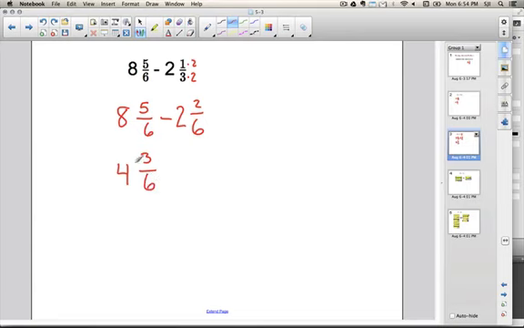Now we have to look at this and figure out, is it in simplest form? No, it's not. What can go into both 3 and 6? Well, 3 can go into both of them. So that means in simplest form, 3 goes into 3 once, and 3 goes into 6 twice. So our answer is 4 1/2. So we changed the second fraction so that it had the common denominator of 6, and then we subtracted the whole numbers from each other, and then we subtracted the numerators from each other, and we brought the denominator down.